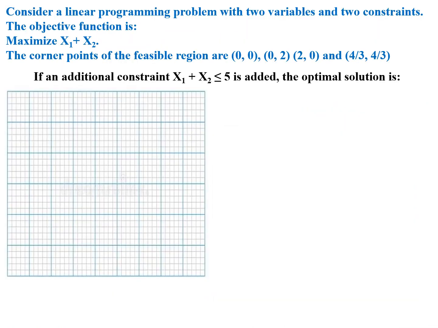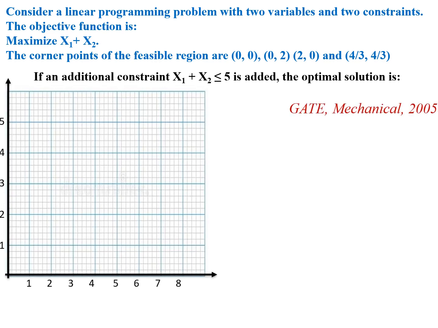Let's see the second problem. Consider a linear programming problem with two variables and two constraints. The objective function is to maximize x1 plus x2. The corner points of the feasible region are (0, 0), (0, 2), (2, 0) and (4/3, 4/3). If an additional constraint, x1 plus x2 less than or equal to 5, is added, we have to find the optimal solution. This question was given in GATE 2005 for the mechanical paper, and let's see the solution.